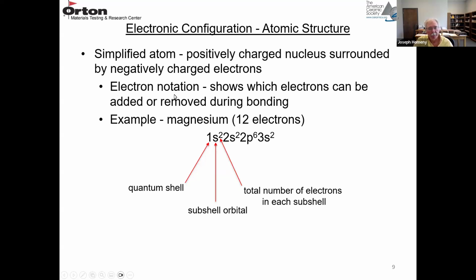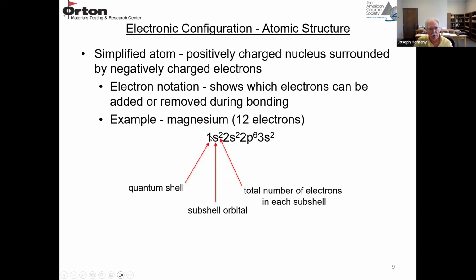So this notation really helps us decide which electrons can be added or removed when bonding takes place. So this example is magnesium, Mg. It has 12 electrons. So 1 is the quantum shell, S is the subshell, and then the exponent here is the total number of electrons in each subshell.